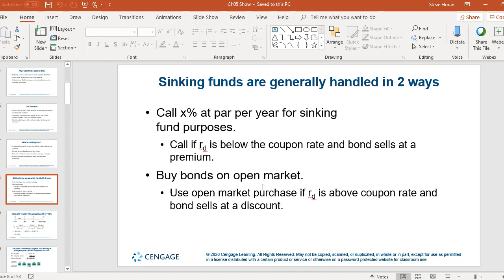Or you could promise just to buy them on the open market too. So I could call so many back per year, or I could basically say that I will buy X% of the bonds back on the open market. And then you would have the option to sell or not to sell back to me. So if I'm just going to buy them on the market, you don't have to sell them back to me. But if there's a call provision, then you have to sell them back to me.